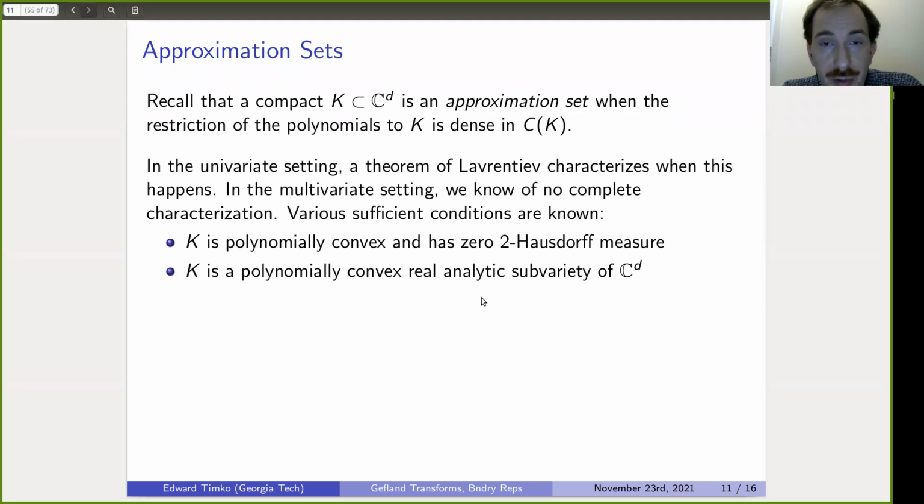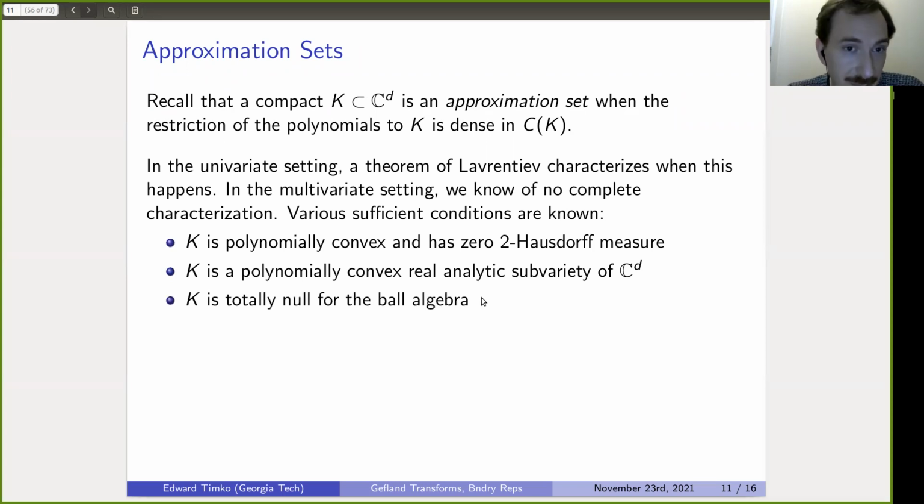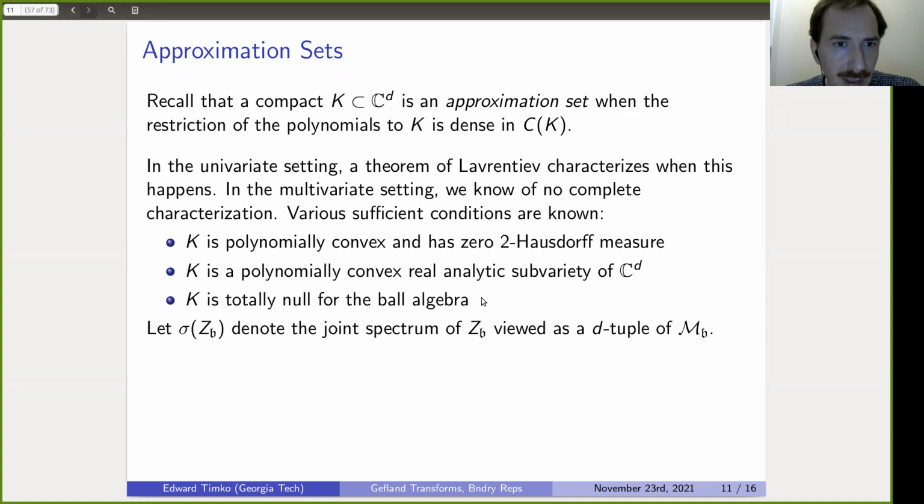Another is that K could be a polynomially convex real analytic subvariety of C^d. And third, I'll mention that K be totally null for the ball algebra. So again, in some sense it's a small set. So how does this connect with the theme of the talk?